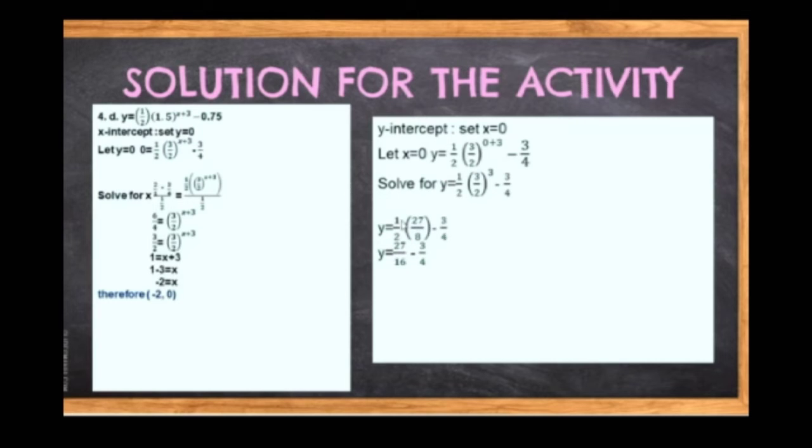27 times 1 is equal to 27. Then 8 times 2 is equal to 16. Bring down negative 3 over 4. Getting the LCD of 16 and 4, it is 16. 16 divided by 16 is equal to 1 times 27 is equal to 27. 16 divided by 4 is equal to 4 times 3 is equal to 12. So, 27 minus 12 is equal to 15 over 16. Therefore, our y-intercept is at (0, 15/16).